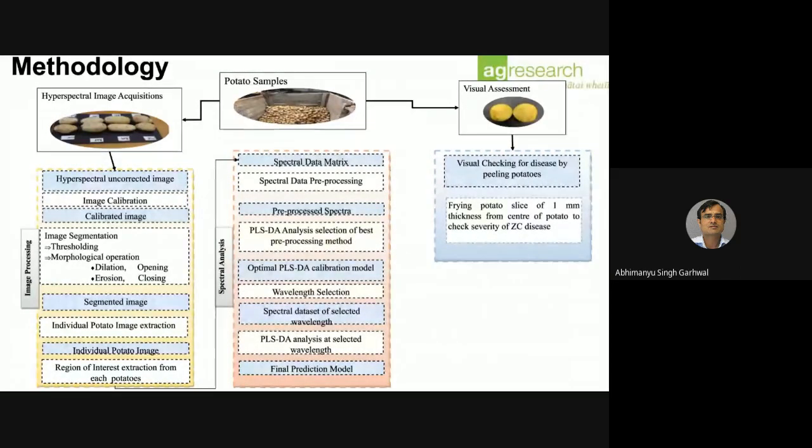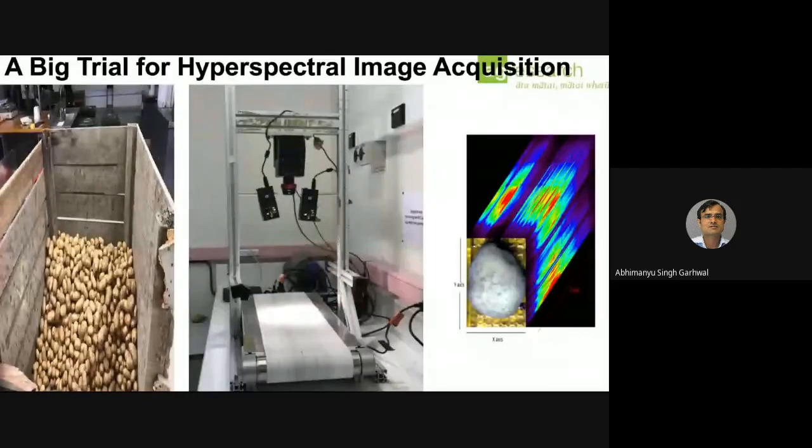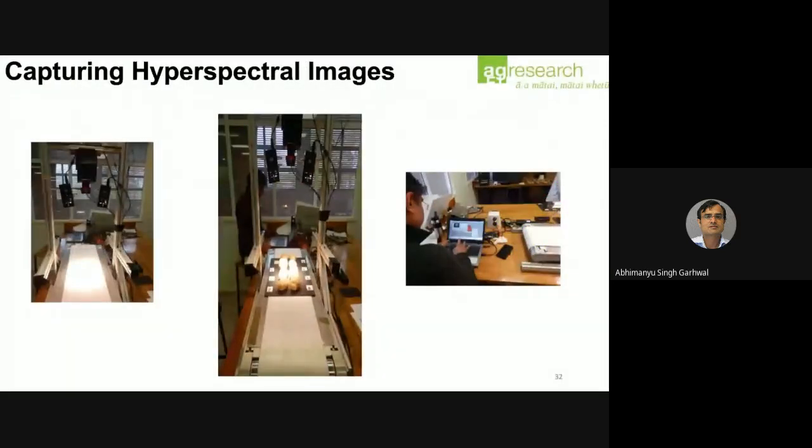So we cut it open and we see, oh, this is healthy. That's the first validation, visual checking of our diseased potato. And the second validation: we cut it into 2 mm chips and fried them, to see whether they are really diseased or not. So that's the methodology, that's the big trial. This container full of potatoes was half empty after the experiment was done, and then I realized I had to take pictures, so it's too late. This is the hyperspectral imaging system, and this is the hyperspectral image of the potato. So there are some photographs of the actual trial.